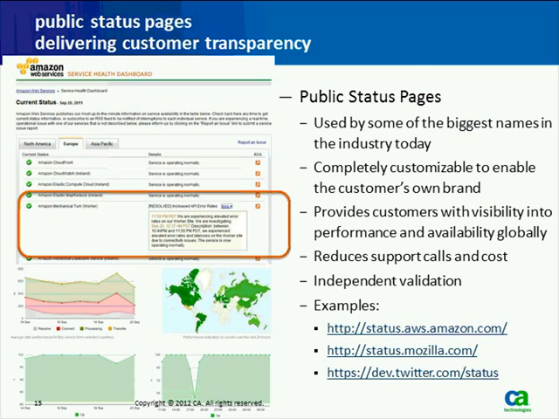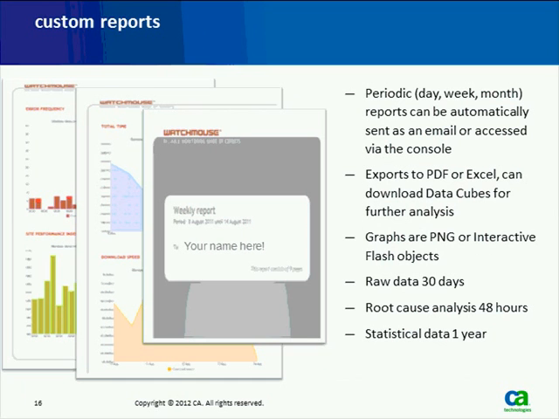Just a quick note of custom reports. As you might expect, daily, weekly, monthly, they can be automatically sent via email or certainly brought up via the console. A couple of ways to export them. We save the raw data. Actually, for now, it's 3 quarters, and then beyond that, we run some scripts to pull that data out, compress it, and keep it available for up to 1 year. Some of the deeper dive root cause analysis stuff we have immediate access to for the past 48 hours.